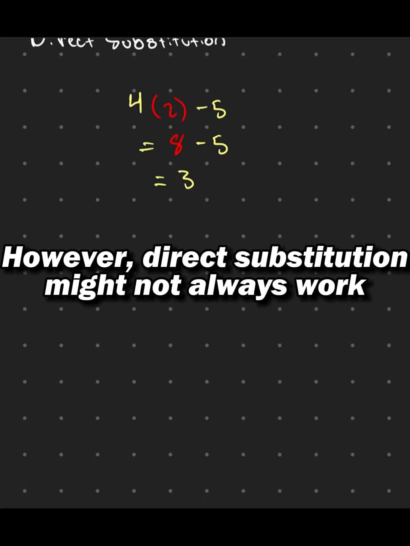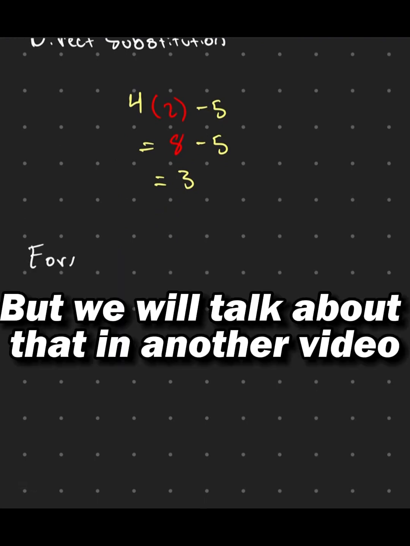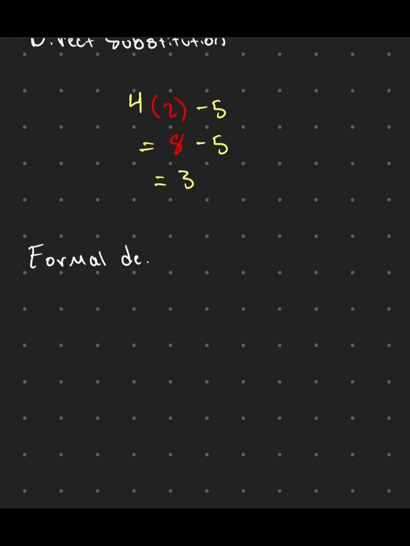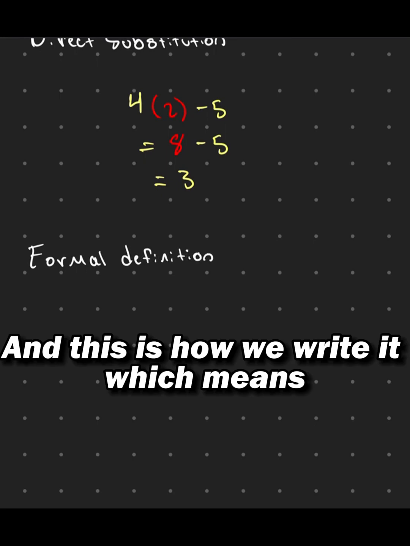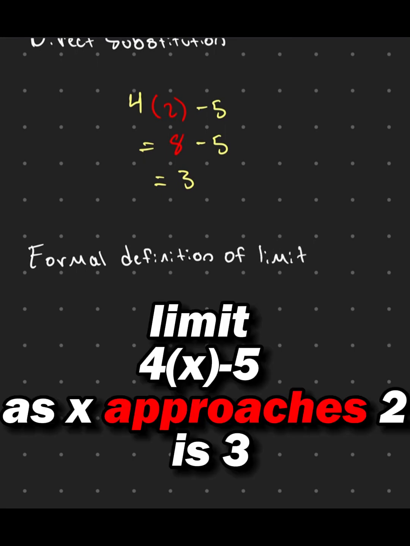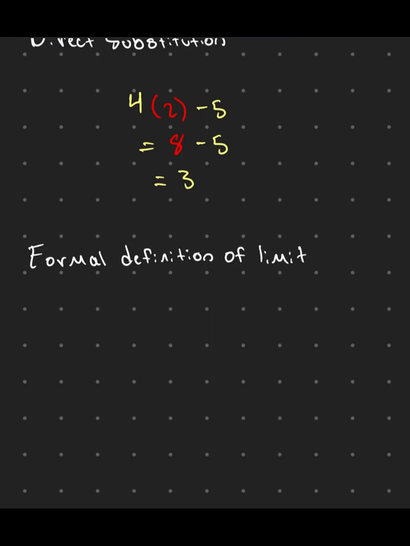However, direct substitution might not always work, but we will talk about that in another video. And this is how we write it, which means the limit of x^5 as x approaches 2 is 3.